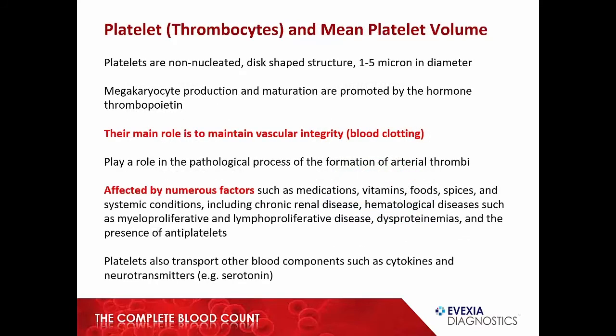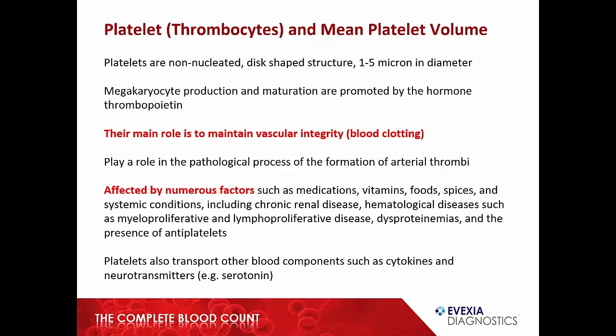So now it's on to platelets or thrombocytes and the mean platelet volume. I'll be discussing both. Now platelets, as you know, they're non-nucleated. They're these little disc-shaped structures. They're 1 to 5 microns in diameter, and they're formed in the extravascular spaces of the bone marrow from a cell called the megakaryocyte. Now both the liver and the bone produce a hormone called erythropoietin, and that's going to promote the production and maturation of the megakaryocytes to form platelets.